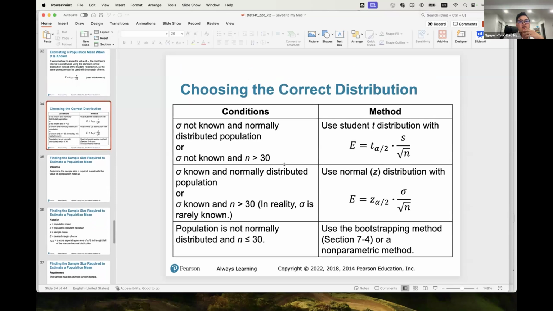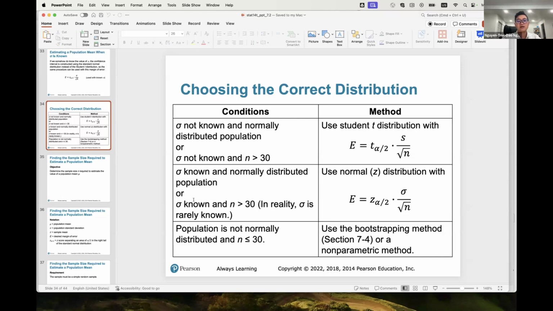Now we look at all the conditions to choose the correct distribution. The conditions: if sigma is not known in normally distributed population, or sigma not known and n is greater than 30, we can use the T distribution. We use this one to calculate the margin of error, because we don't have sigma. So that makes sense, right? And when sigma is known, we can use this one formula because sigma appears right here, and this one is normally distributed population as well.